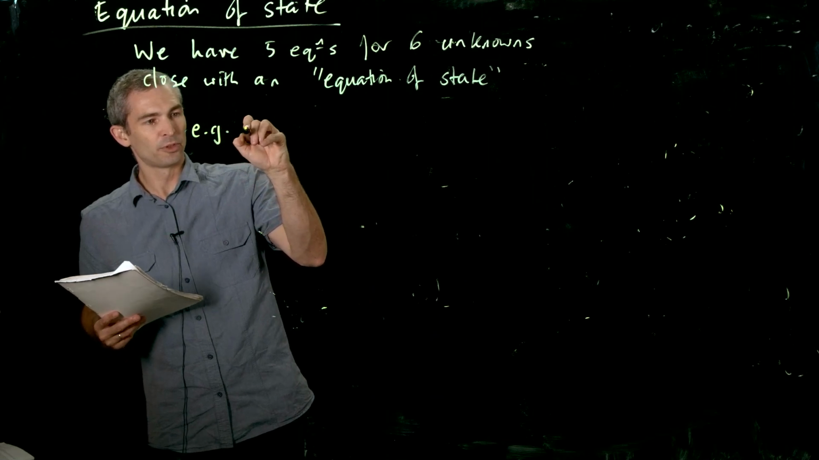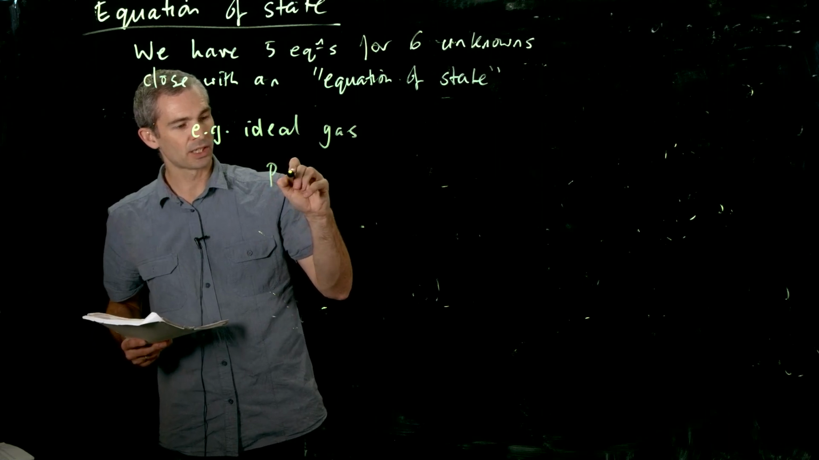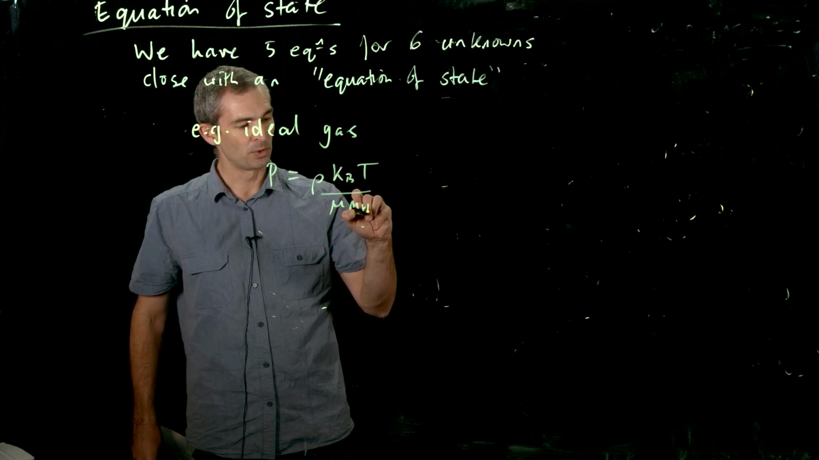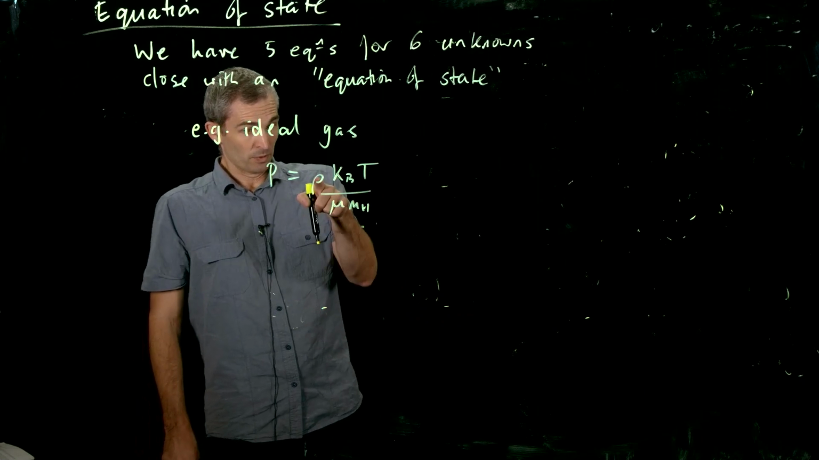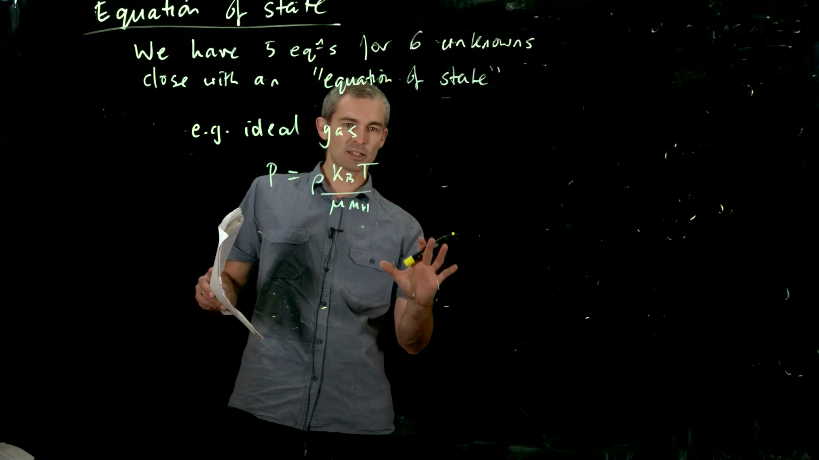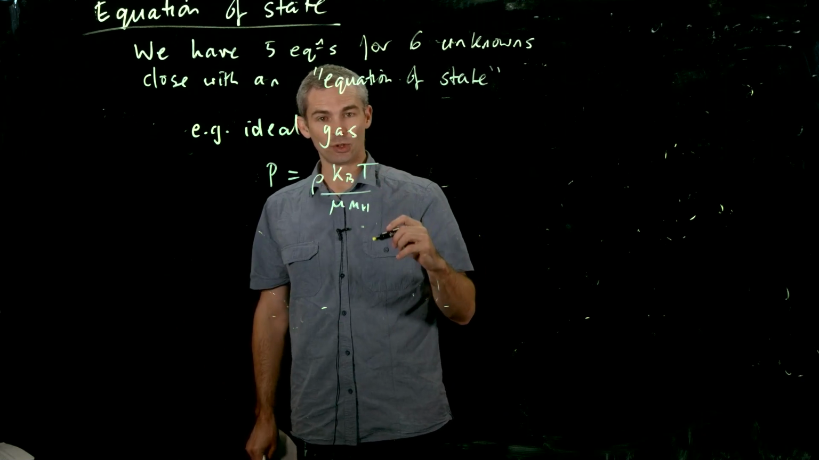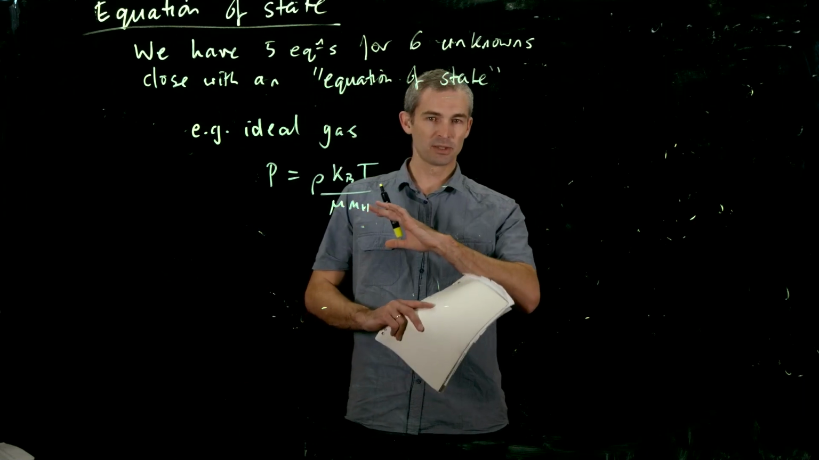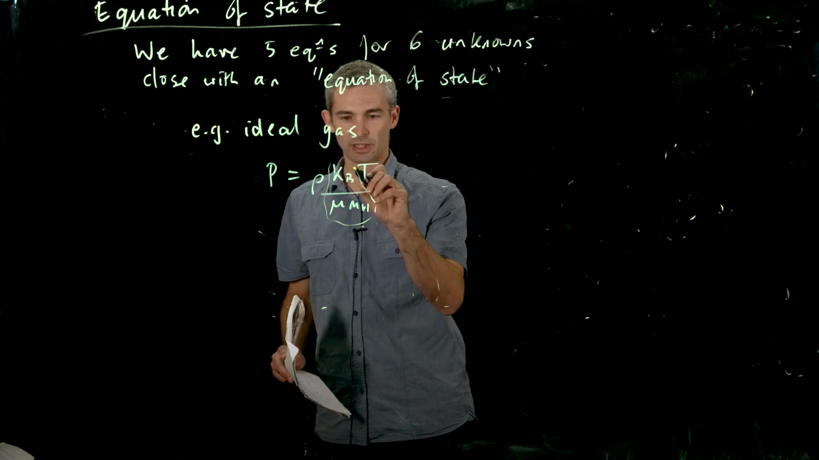So for example, for an ideal gas, we would use pressure equals rho k_B T on mu m_H, where mu is the mean molecular weight, k_B is the Boltzmann constant, T is the temperature, rho is the density, and m_H is the mass of a hydrogen atom. Now, just for astrophysics, I would always recommend using the ideal equation of state in this form. In particular, using things like R gets horribly confusing. We never deal with moles in astrophysics. So I would always just recommend, I mean, this is just a combination of constants.